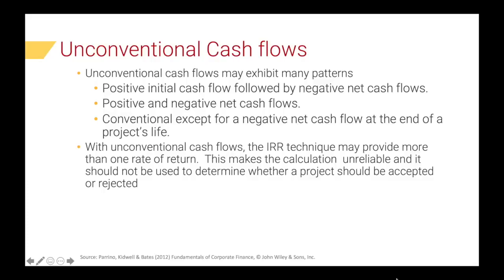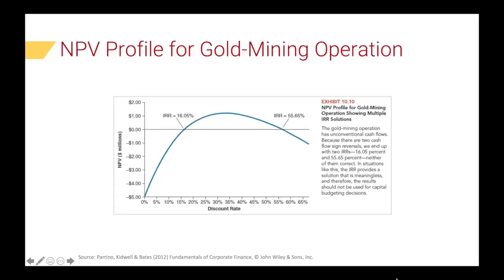This is an example of the net present value profile for a gold mining operation. A gold mining operation has unconventional cash flows. Because there are two cash flow sign reversals, we end up with two internal rates of return, 16.05% and 55.65%. Therefore, neither of them is correct. In situations like this, the internal rate of return provides a solution that is meaningless, and therefore the result should not be used for capital budgeting decisions.